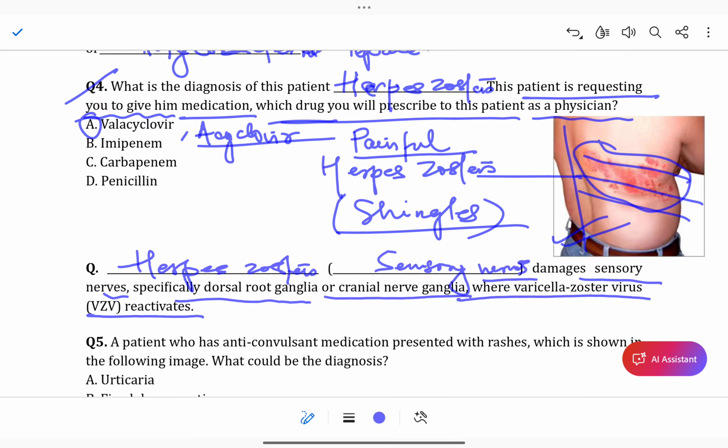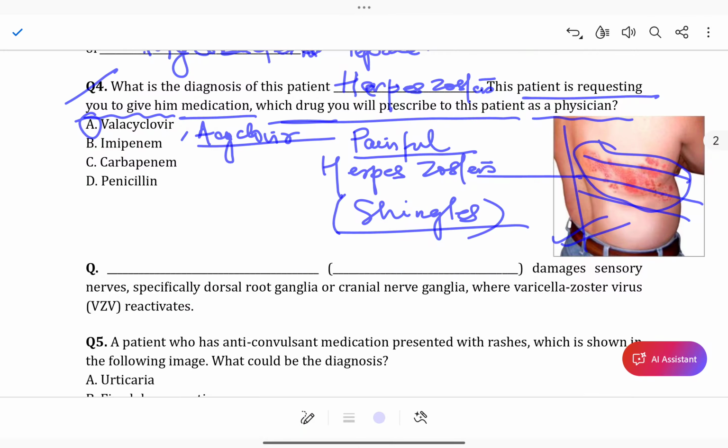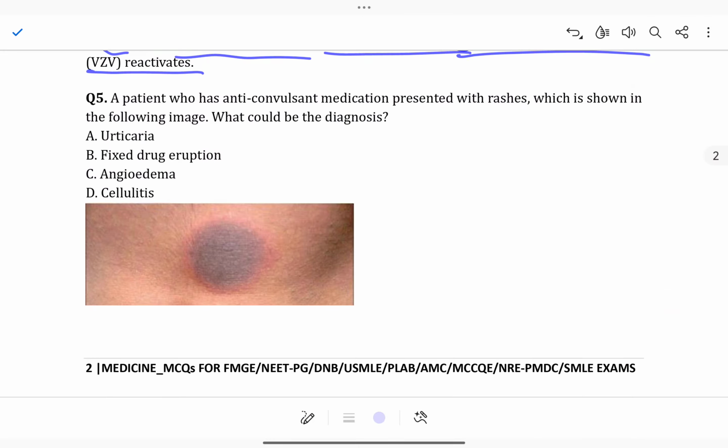So we know that treatment is acyclovir or valacyclovir, and herpes zoster is a painful condition, with a midline demarcation on the back of the patient. So this question is over. I hope you will get good information. Come to question number 5.